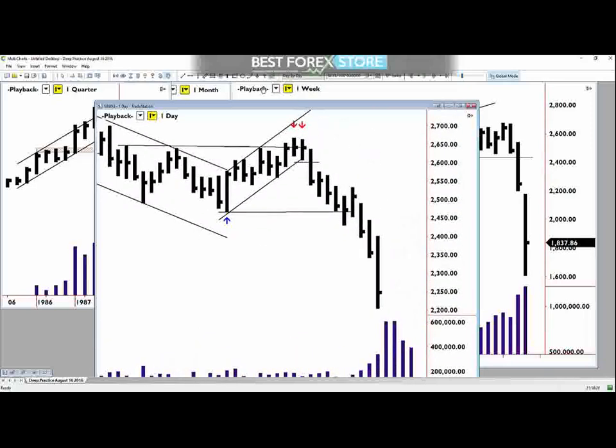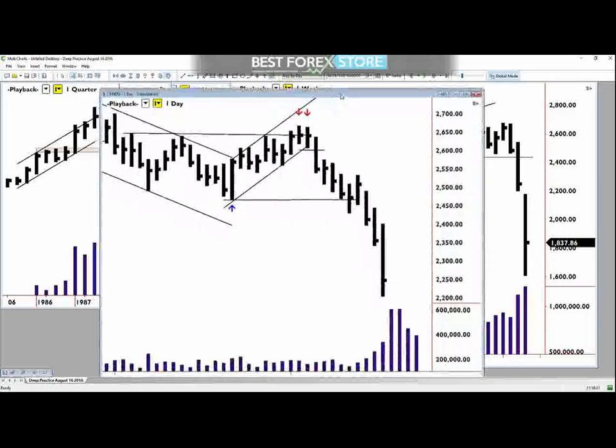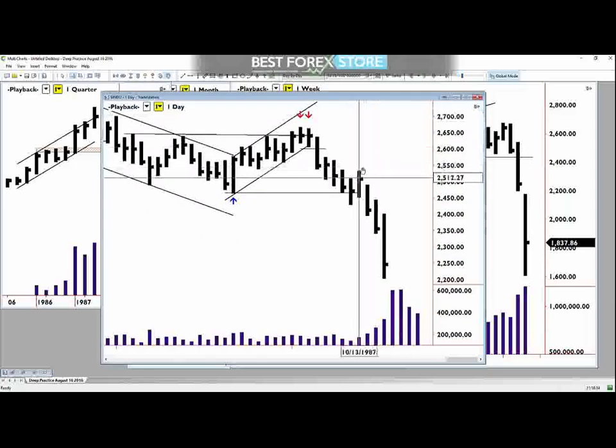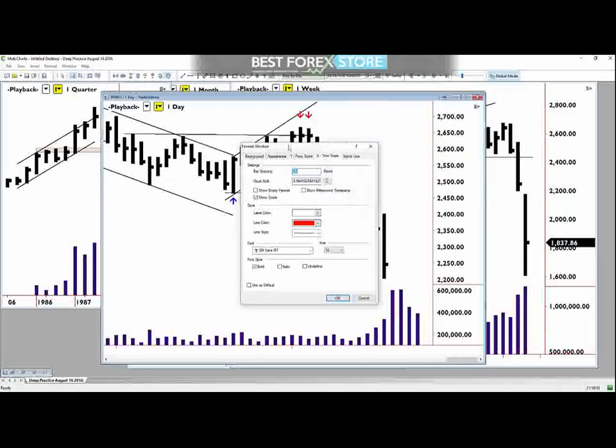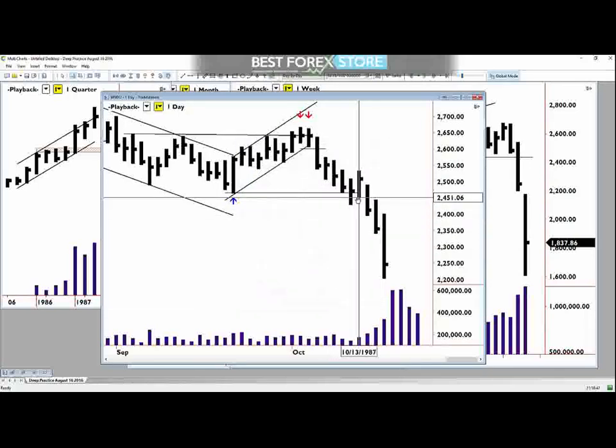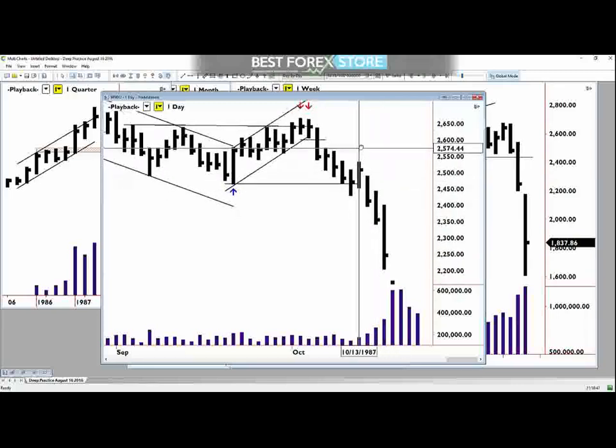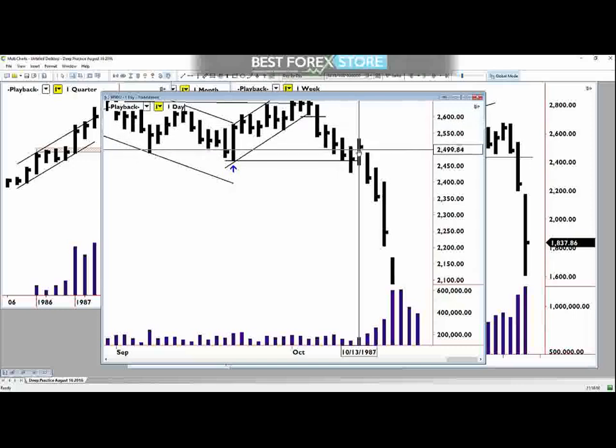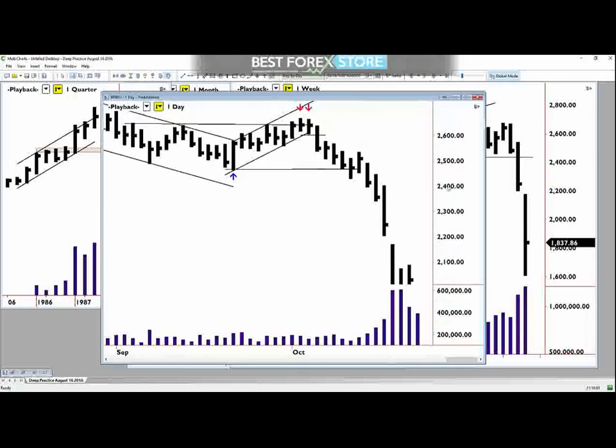Interestingly enough, this day here, pull this up, put the dates on for you. This was the date here. I'm pretty sure it was this day. Could be that it was one of these two days that Marty Zweig became famous, because he said, I'm really concerned that the market is going to start to have problems.